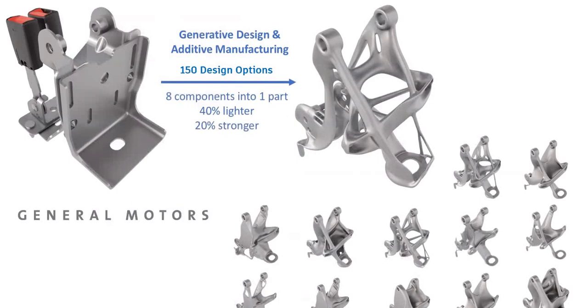That consolidated assembly would be 40% lighter than what they've worked with in the past, and also 20% stronger. And probably more importantly than any of those other things is that they generated 150 viable, validated options that they could then explore and make trade-offs for later on.